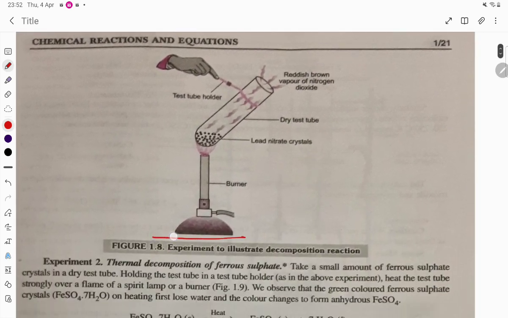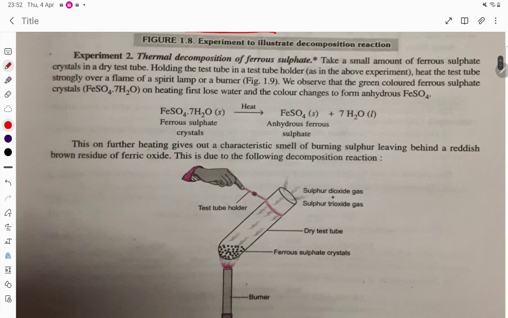Here you can heat it, student. So what you will find, reddish brown vapors of nitrogen dioxide are formed. So this is the reaction. Now see the experiment number 2, student. What is the experiment number 2?